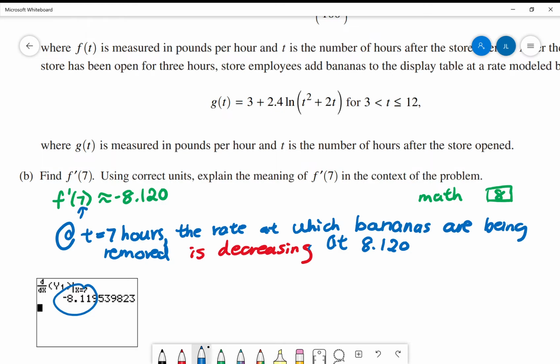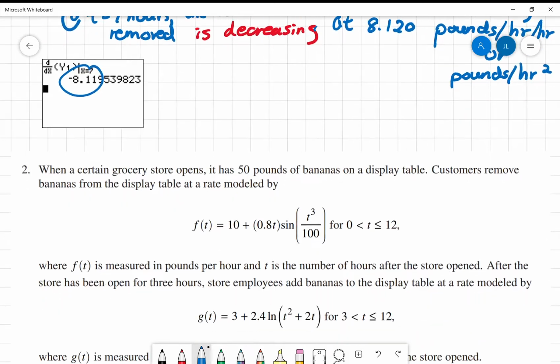Now, using correct units, right? The units for this would be pounds per hour, but because this is the rate already for f of t, the change would be pounds per hour per hour, which you can also write as pounds per hour squared. And this is all you really have to write for your answer. Moving on to letter C.